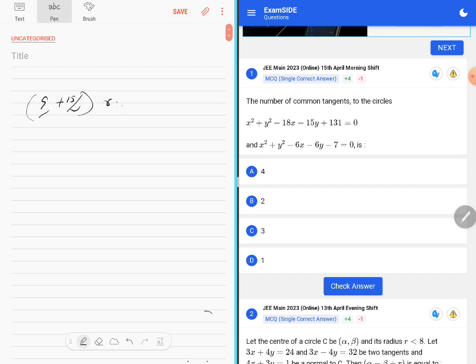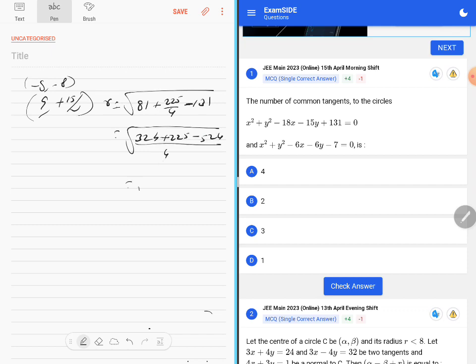And the radius of the first circle: minus g and minus f are the centers, so r is root of g square plus f square minus c, where c is 131. So when you take LCM, 4 ones are 4, it was 32, plus 225 minus 4 ones are 4 3 is 12, 4 ones are 524 by 4, which itself is 225 by 4, which is 15 by 2. That happens to be radius r1.